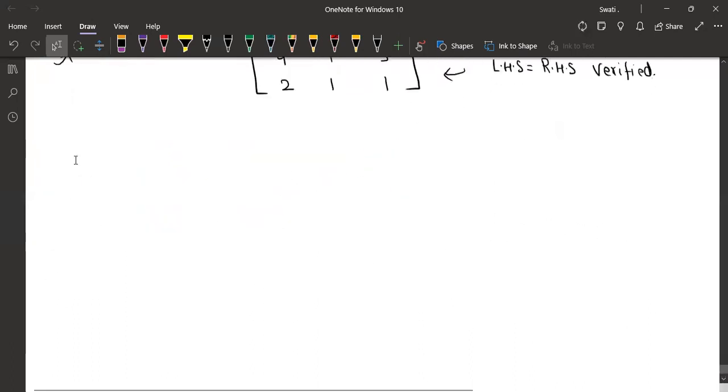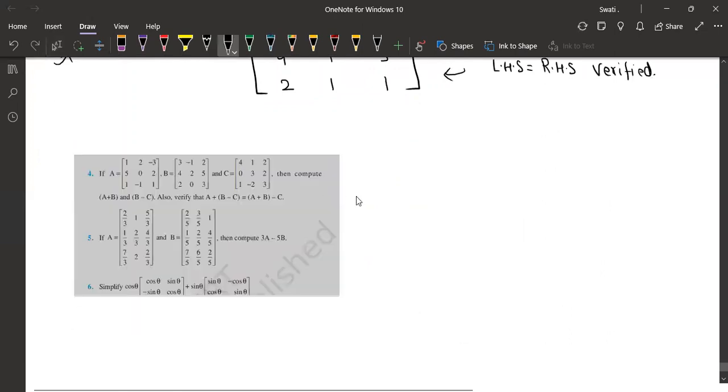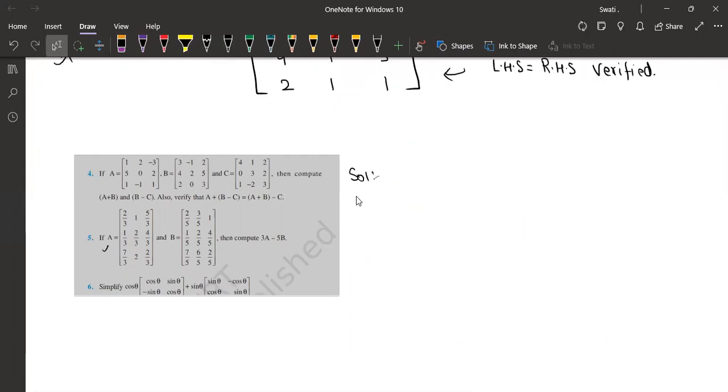So for that, let me write down the question again, and now this time let's do the fifth question. So we have already given A, and we have given B, we need to find out 3A minus 5B. So let's write down 3A here and minus 5B here, and let's simplify it here directly in the first step, right? So what is the meaning of 3 into A? That means 3 is getting multiplied with each entries of A. So 3 into 2 by 3, that is 2 only. Now 3 into 1, that is 3. 3 into 5 by 3, so 3 will get cancelled, only 5. Now 3 into 1 by 3, so 1 only, because 3 will get cancelled.